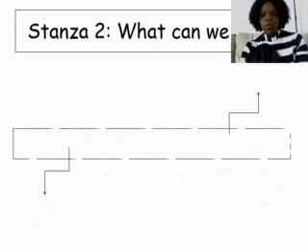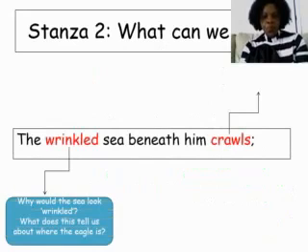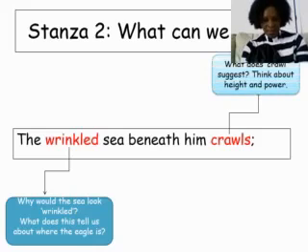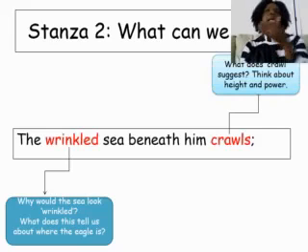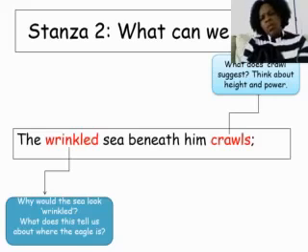Stanza 2. Let's see, what can we find? And remember I said before, it's a 2-stanza poem. The wrinkled sea beneath him crawls. Why would the sea look wrinkled? What does this tell us about where the eagle is? We know from the images that we looked at to drill down at the poem, he's high above. So when you're looking from a very high height, the sea looks rippled, it looks wavy.